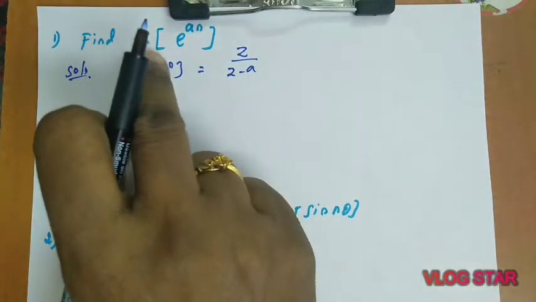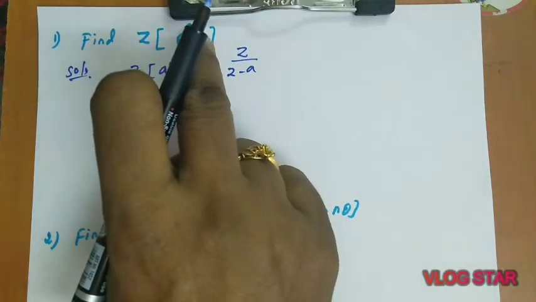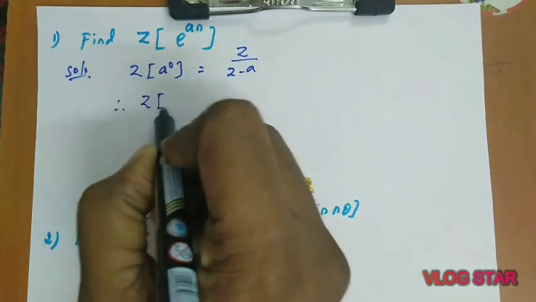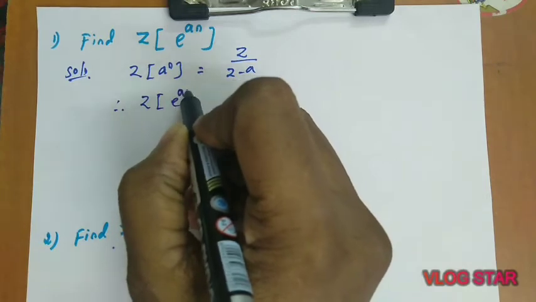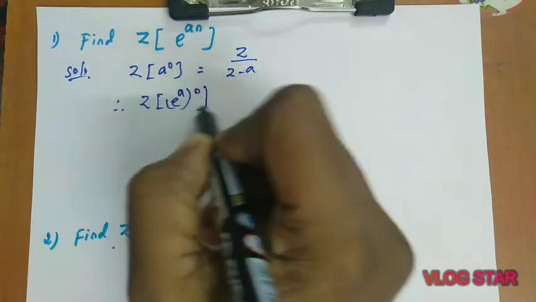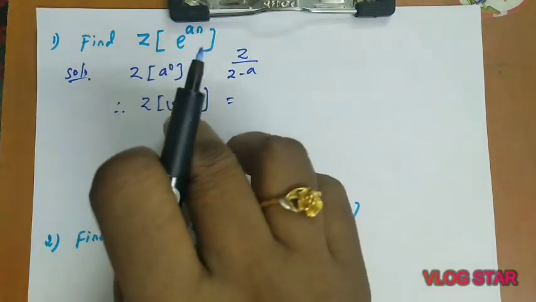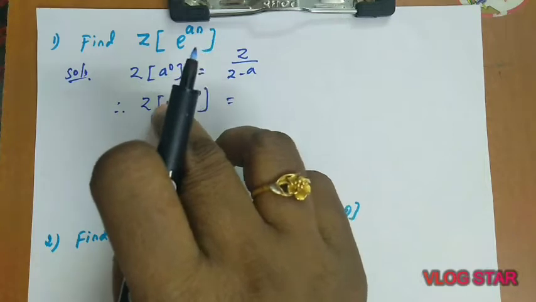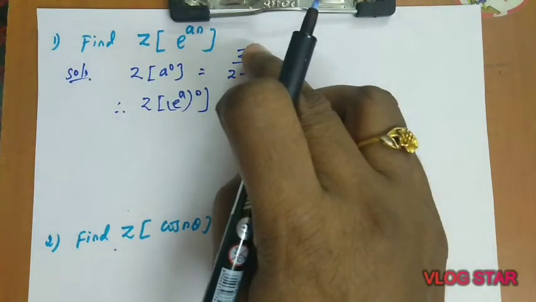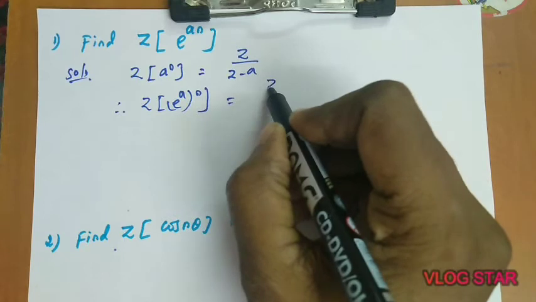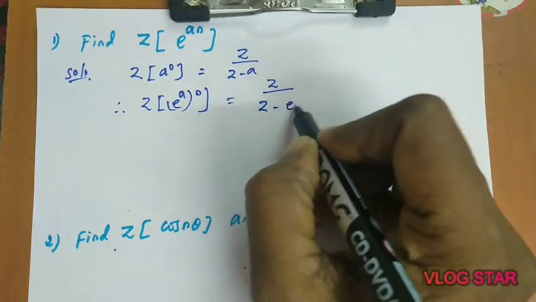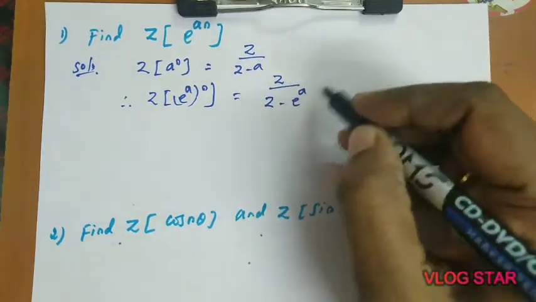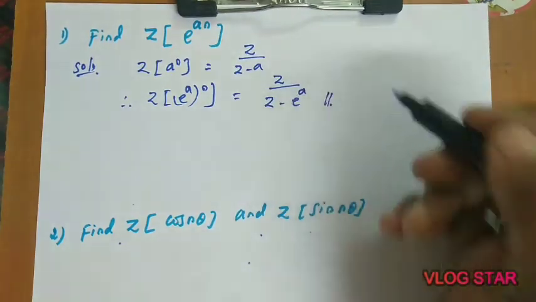For this problem the question is find Z transform of e power an. So this is of the form a power n. So therefore Z of (e power a) whole power n, you can compare this result with the a power n. In the place of a, here we are having e power a. So what is the result? Result is z by z minus a. So z by z minus e power a. So this kind of questions will come under 2 mark, very easy only. So this is the answer.